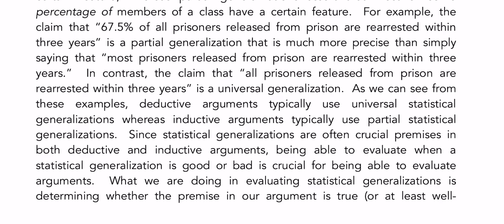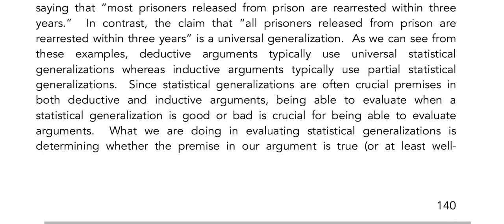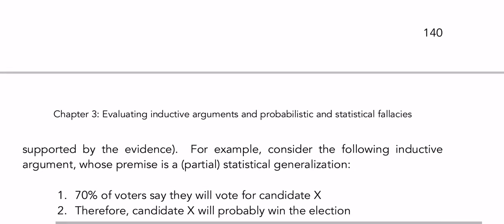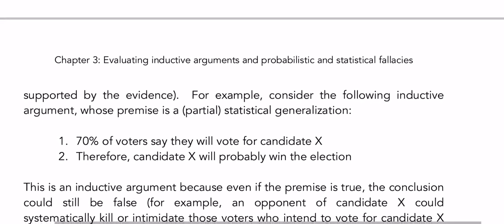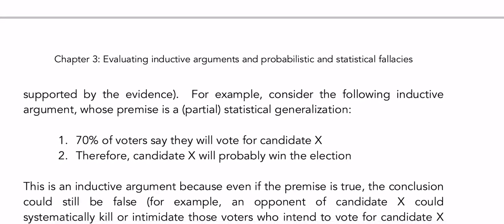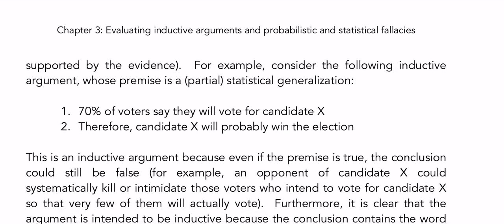Being good or bad, what we are doing in evaluating statistical generalization is determining whether the premises in our argument are true or false. So if we want to derive some conclusion from arguments, consider the following inductive argument whose premise is a partial statistical generalization: 70% of voters say that they will vote for candidate X. Therefore, candidate X will probably win the election.